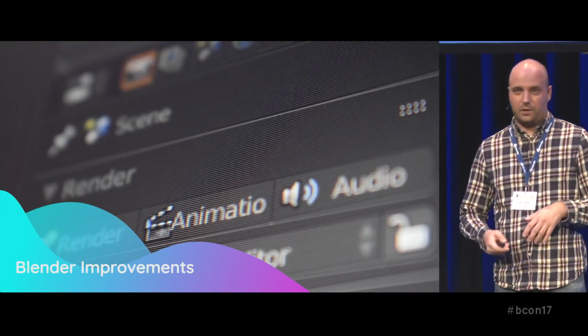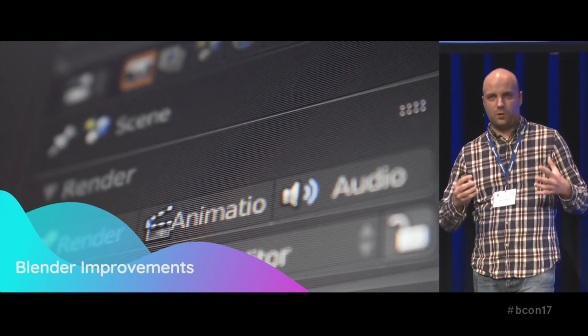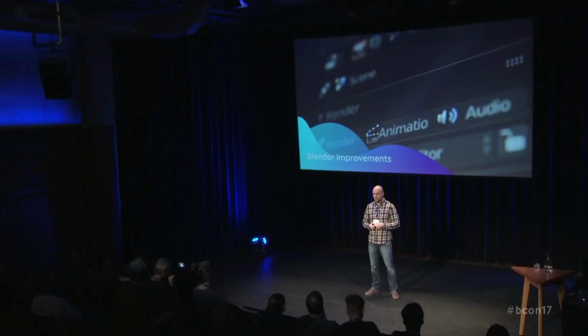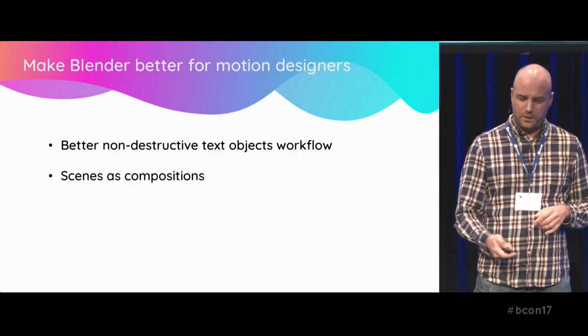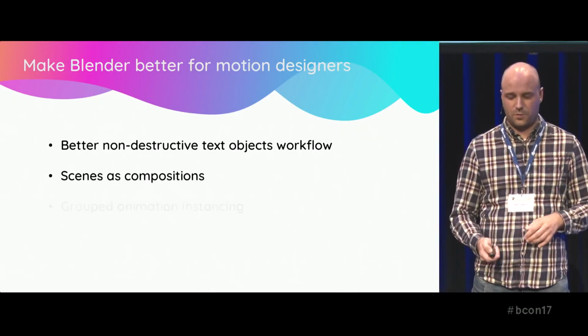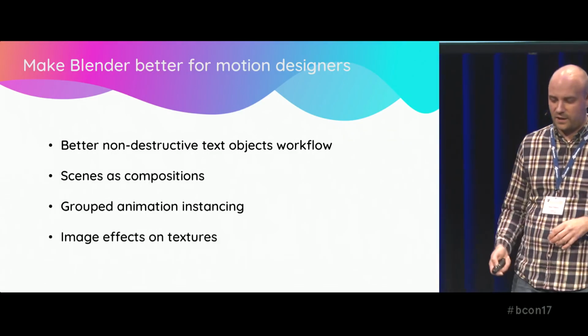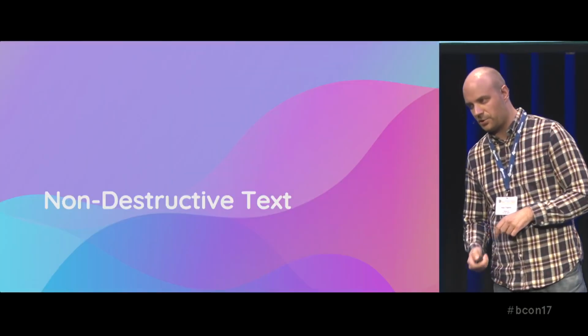So once I told you about how we automate stuff, and we want Blender to be awesome. We want it to be better in the motion graphics world. So I'm going to use the privilege of standing here at the Blender conference to offer some suggestions for some things that could be changed in Blender that would make it really, really better for motion graphics artists out there. So: better non-destructive text objects workflow, scenes as compositions, grouped animation instancing, and image effects on textures. I'm going to get to each one of these.